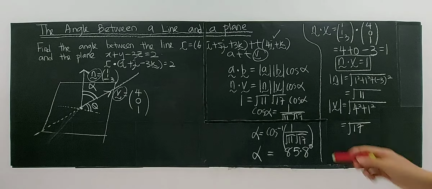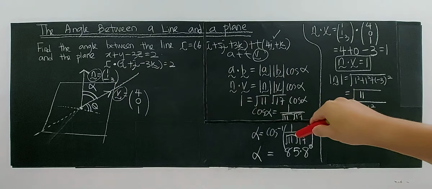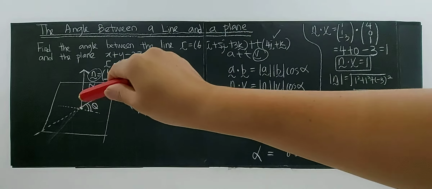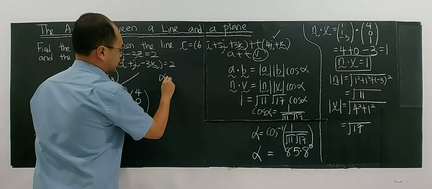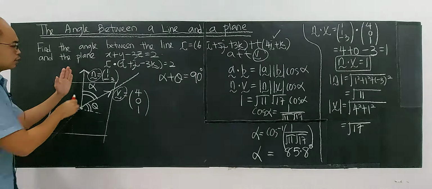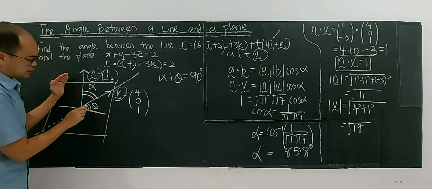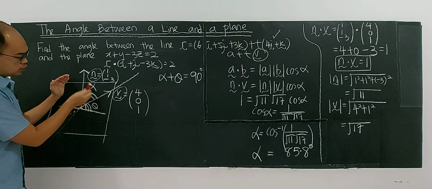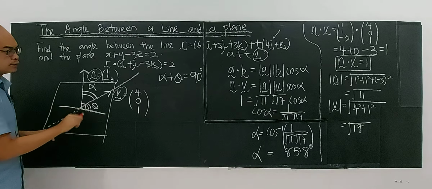So this is not the angle between the line and the plane. This is the angle between the normal and the direction of the line. But how do we find theta here? As you know, the sum of alpha plus theta is 90 degrees. Do you know why? Because this is a normal vector, so this angle is 90 degrees. So alpha plus theta will be 90 degrees.